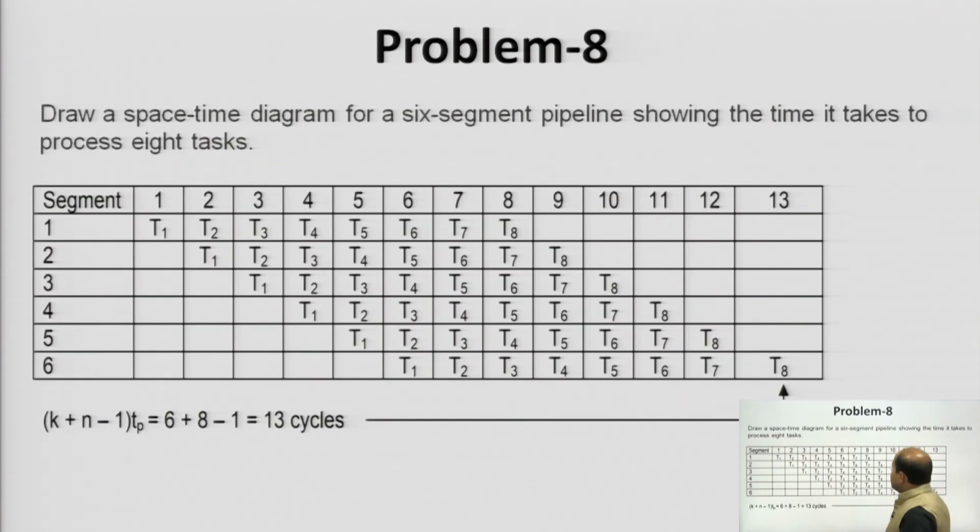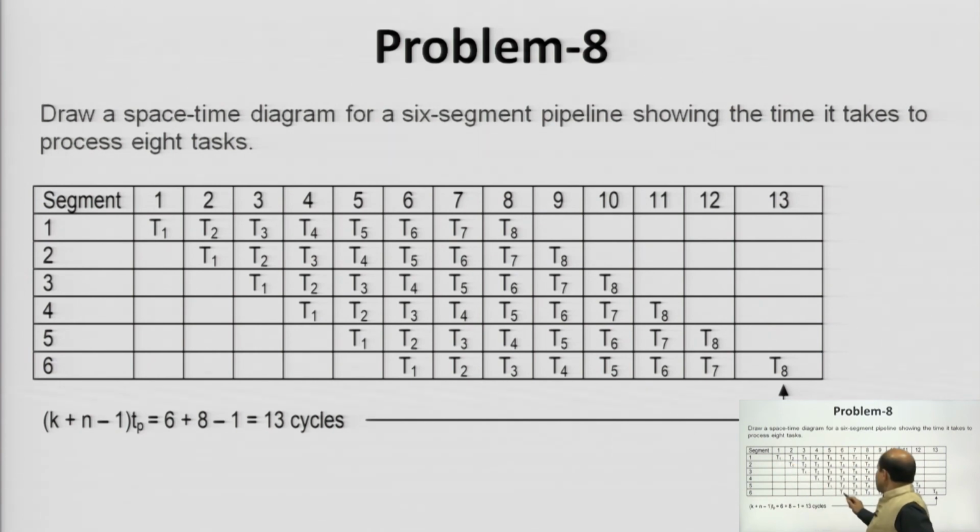The next problem is, we have to draw a time space diagram for a 6 segment pipeline showing the time it takes to process 8 tasks. So, we have to execute 8 tasks through this pipeline system having 6 stages. On the left side you can see there are 6 segments or 6 stages, and we have to execute this. In the first case, as we have already discussed, this pipeline system will work as a non-pipeline system.